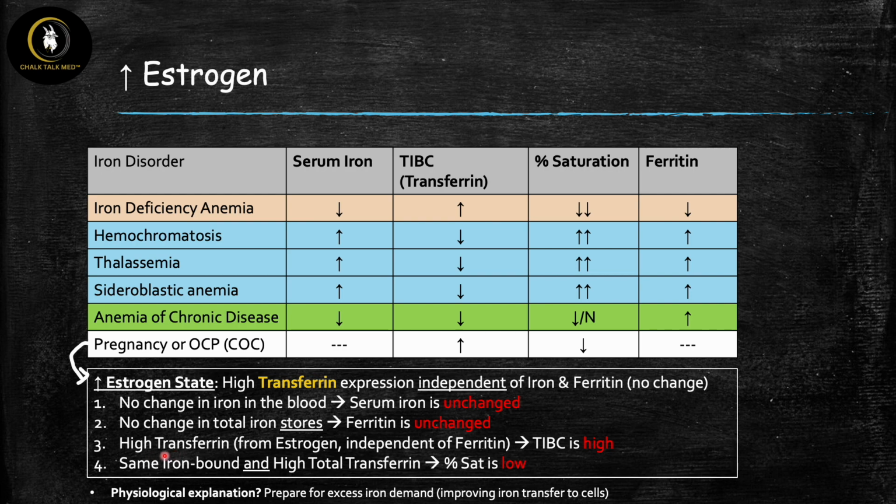So what's happening is a high transferrin. That is the underlying cause of all of this. So there's an increase in transferrin expression. Therefore, the TIBC, aka transferrin levels, are going to go up.